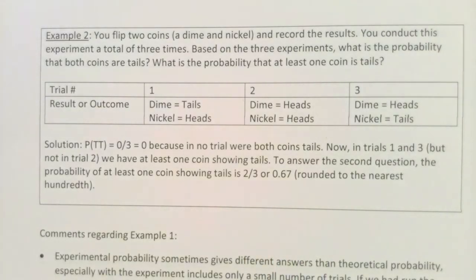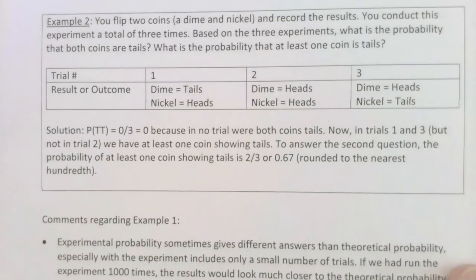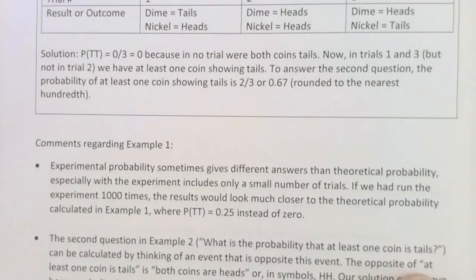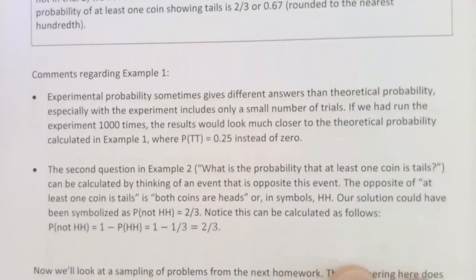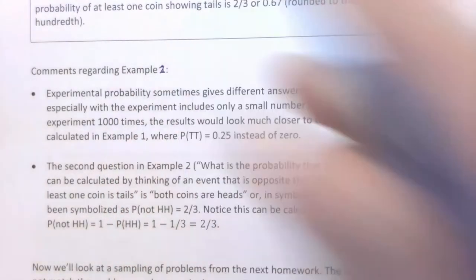That's experimental probability. You can see the problem with this, I think. Saying that getting both coins to show tails has zero chance sort of defies what I think we know. But according to this experiment, that's the probability we calculated. All right, some comments regarding example two.